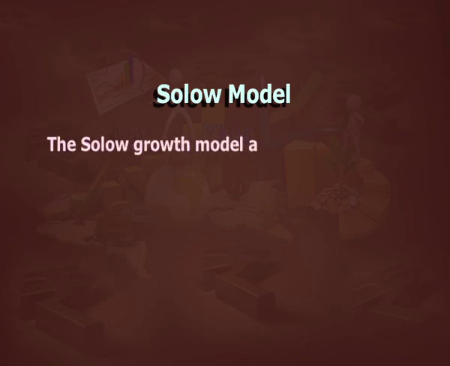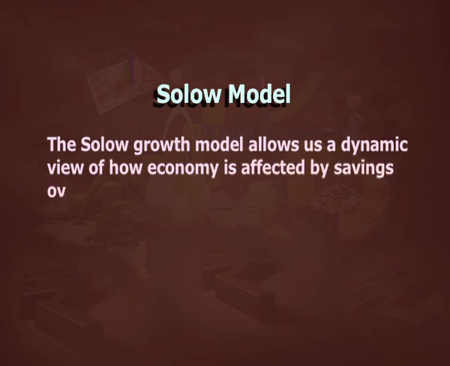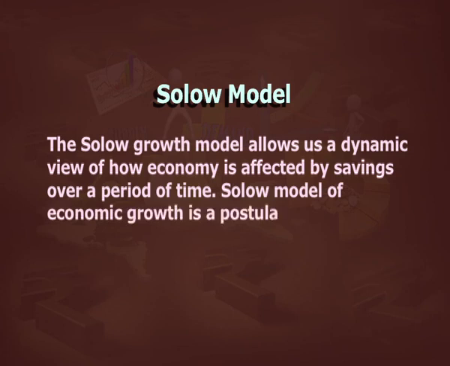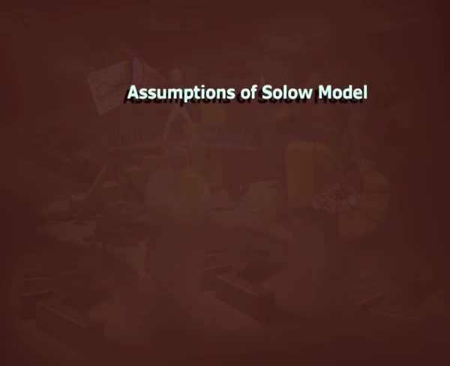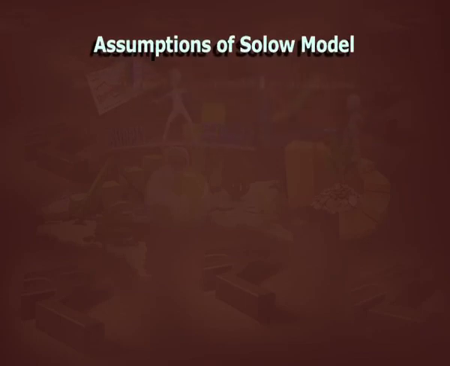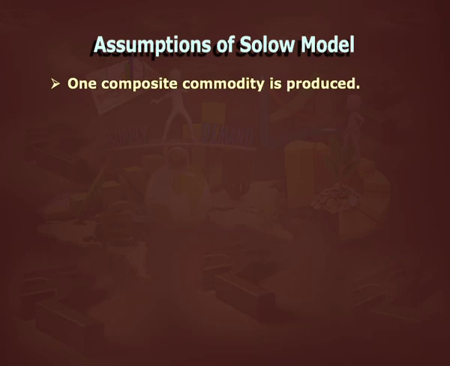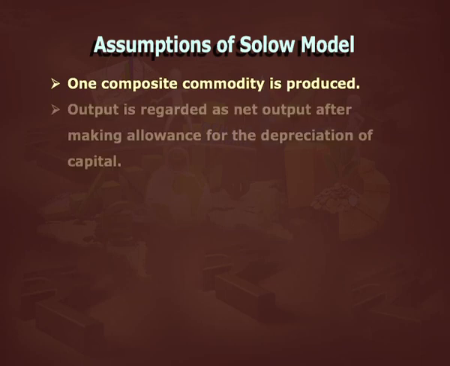The Solow growth model allows us a dynamic view of how the economy is affected by savings over a period of time. The Solow model of economic growth is a postulate linking output to the input of capital and labor. There are certain assumptions of the model. First, one composite commodity is produced. Output is regarded as net output after making allowance for the depreciation of capital.